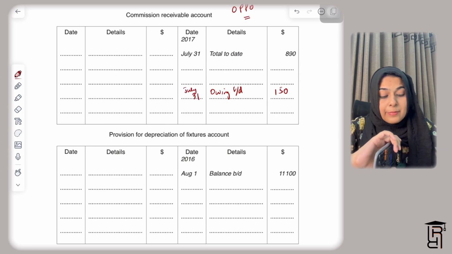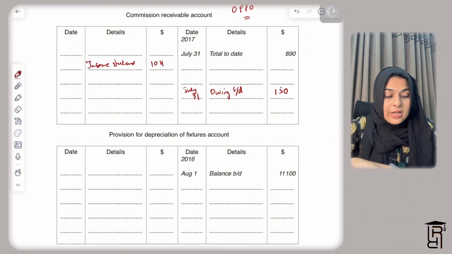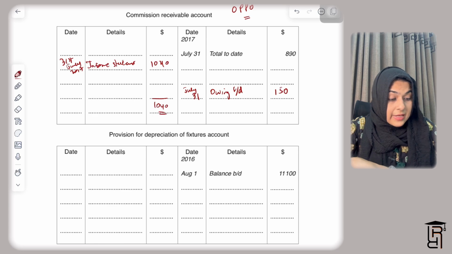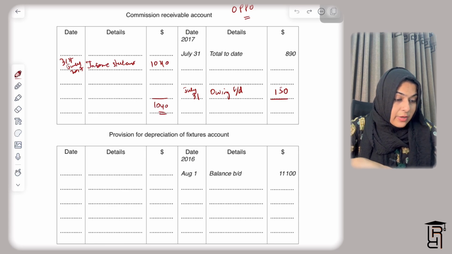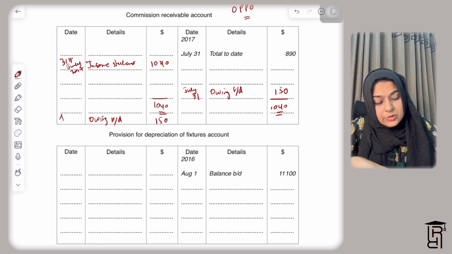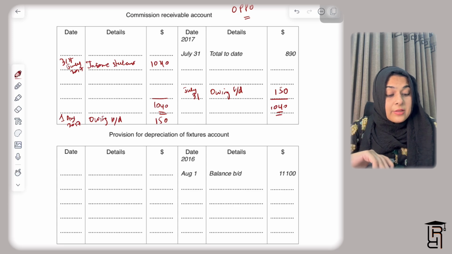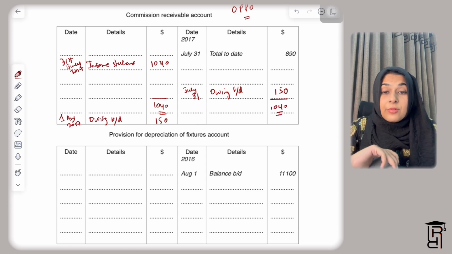Now I'm going to transfer my commission receivable to the income statement. So the income statement amount will be 890 plus 150. So 890 plus 150 will be 1040, which I will transfer on 31st July 2017, and this is going to be 1040 on both sides. This owing carried down will become my owing brought down, which I will write on the debit side. I'll write here owing brought down. I will write here 150, and this will be 1st August 2017. This is going to be my owing brought down on the first date of August 2017.